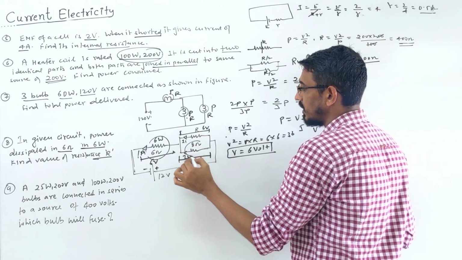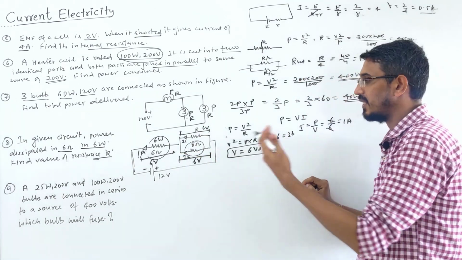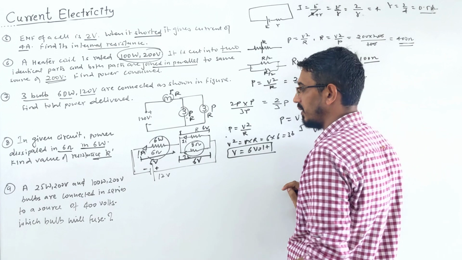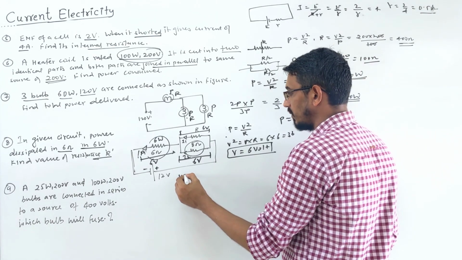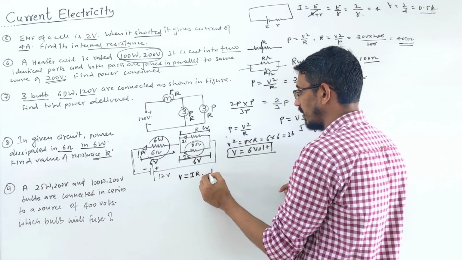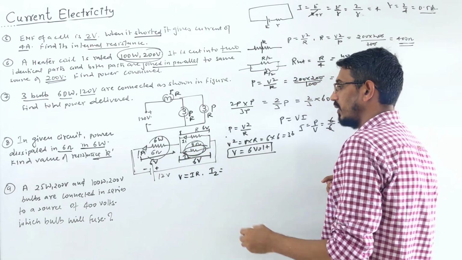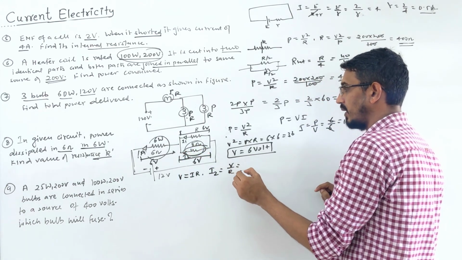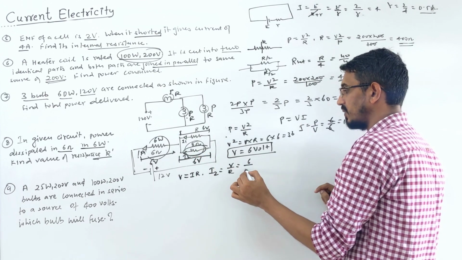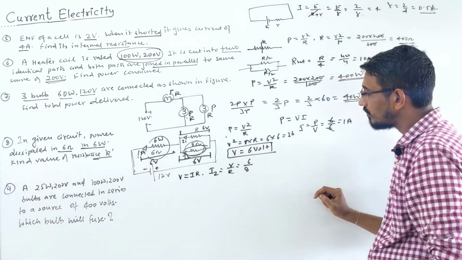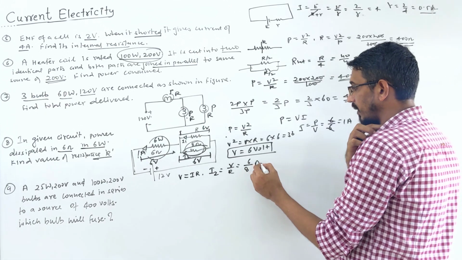So here in this resistance, we know the resistance, and we know the voltage also. You can find the current. We know that V is equal to IR, right? So the current, we are calling it I2. What is the current in this branch? So V by R. Voltage is 6, resistance is 8. Correct. This much ampere only, let's say.